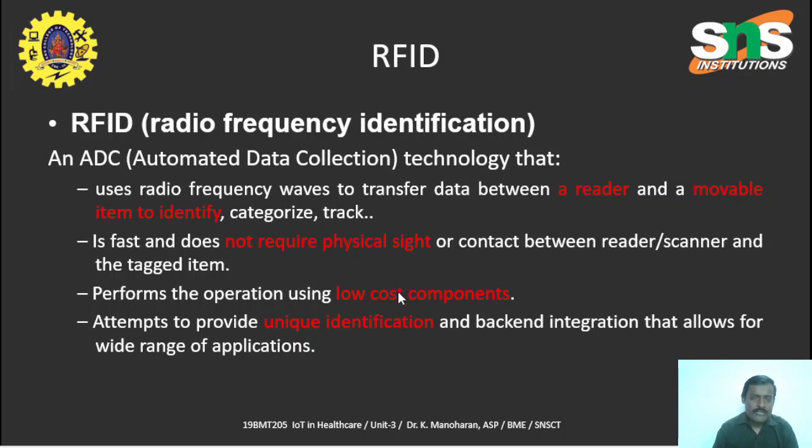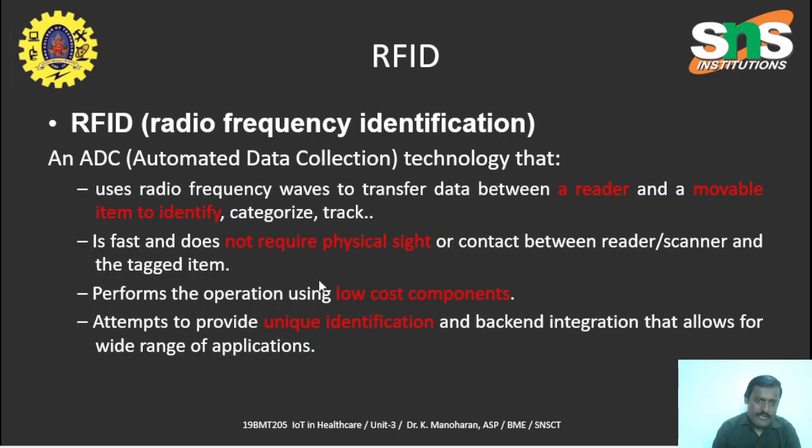So today in class we are going to see about RFID. RFID means radio frequency identification. We use this in ADC, that is, automated data collection technology. It uses radio frequency waves to transfer data between the reader and a mobile item to identify that particular item, to categorize or track anything attached to that mobile item that will be read by a reader.